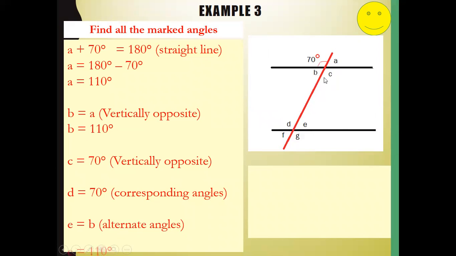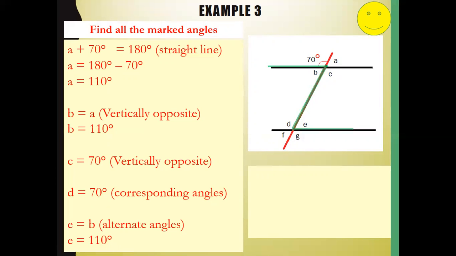So E is 110. You could also use corresponding angles for E anyway. You could say E is corresponding to A, and that would also give you 110. Okay, so you can see it's lovely. There are so many ways to find the solution, so it's very easy.